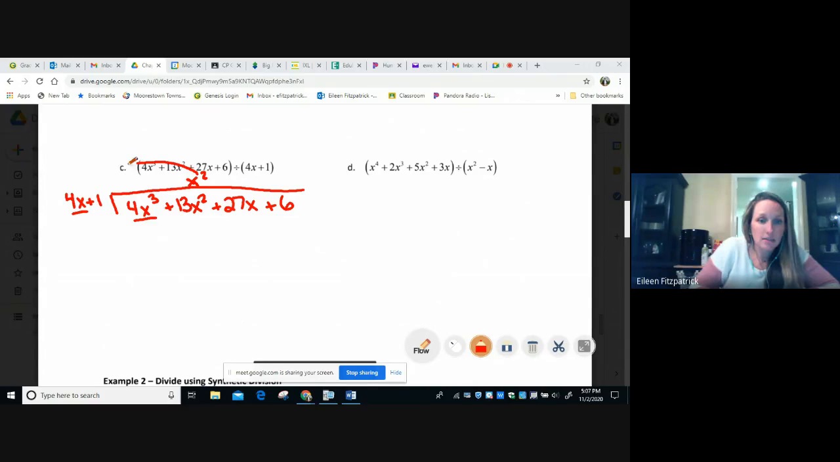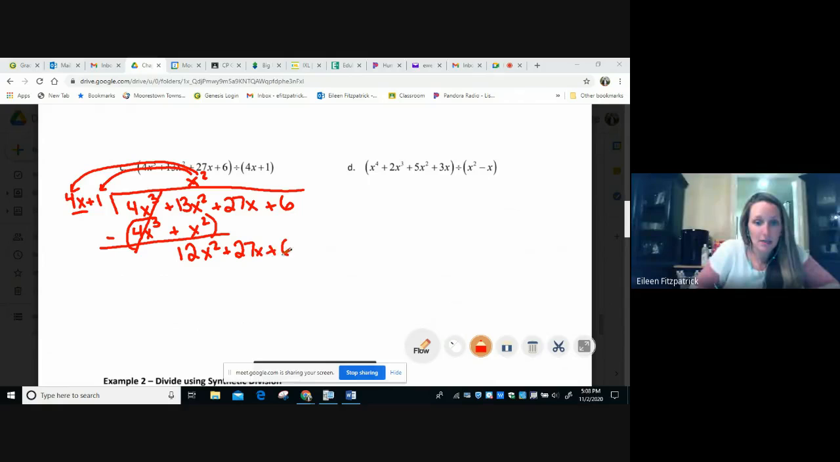And then I distribute that x squared to both of these terms of the divisor. So x squared times 4x is going to give you that 4x cubed that we're looking for. X squared times 1 is just going to give you a positive x squared. And just like normal long division, you're going to subtract. And the goal is for those first terms to always cancel out, which they do, 4x cubed minus 4x cubed. And then 13x squared minus 1x squared is going to give you 12x squared, and then drop down your other terms. So plus 27x plus 6.